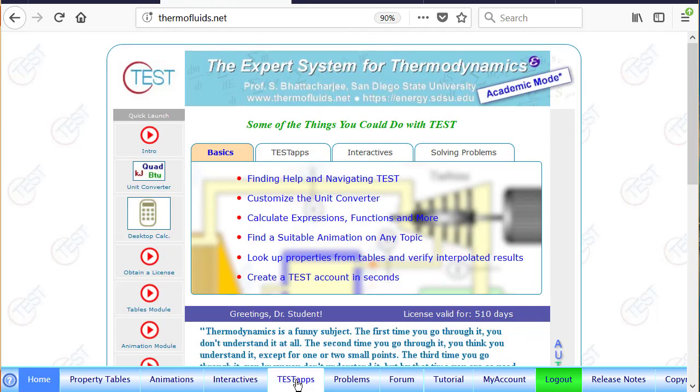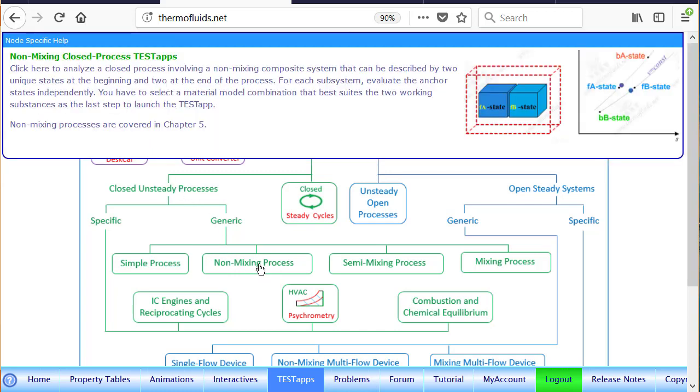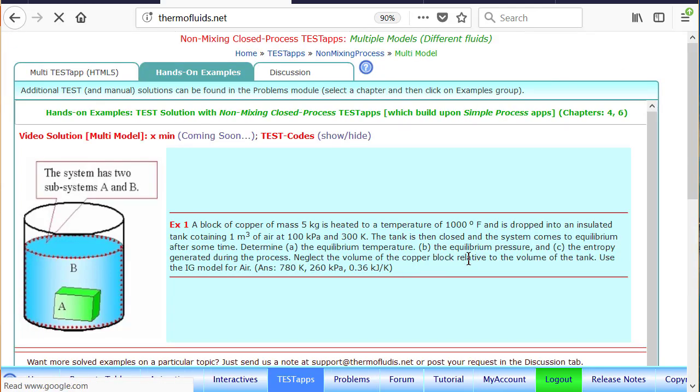So we go to the closed branch, obviously, and follow the non-mixing process. We go to the generic branch, and non-mixing process is the correct one, where the two subsystems are not allowed to mix. And the model we pick is the multi-model because one of the subsystems has to be handled with the SL model and one with the IG model.